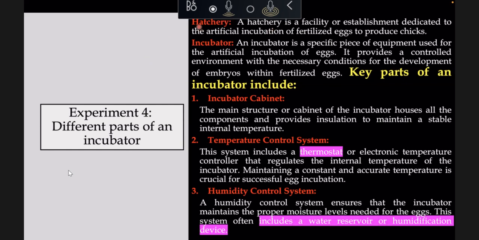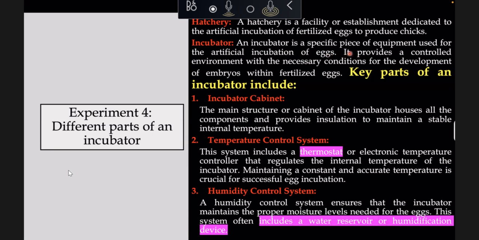So the hatchery is a facility or establishment that is dedicated to the artificial incubation of fertilized eggs to produce chicks. কৃত্রিমভাবে ডিমে তা দিয়ে ডিম থেকে বাচ্চা ফোটানোর যে ফ্যাসিলিটিটা বা এস্টাবলিশমেন্টটা ওভারঅল সেটাকে হ্যাচারি বলা হয়। And the machine we use to do so is the incubator. An incubator is a specific piece of equipment that is used for the artificial incubation of eggs.